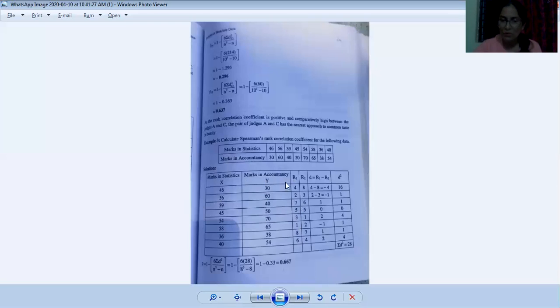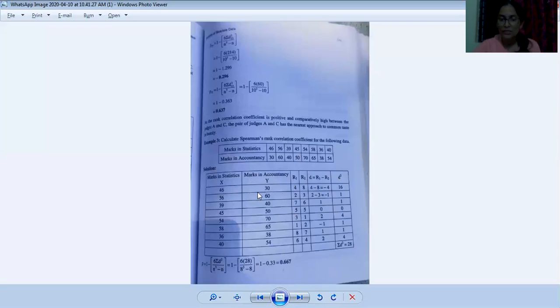The same way we also rank y. Since there is no tie here, we can simply apply the formula and solve it just like how we did in the last two problems. So we get the value as 0.667, which shows a positive correlation between x and y. All these calculations are just like the earlier problems. There is nothing new here.